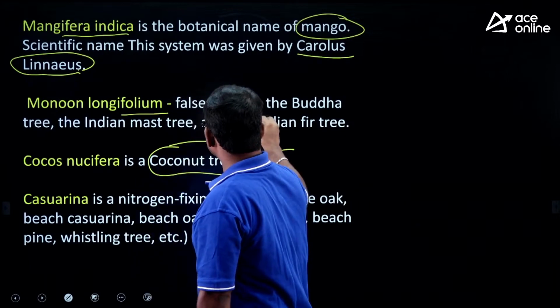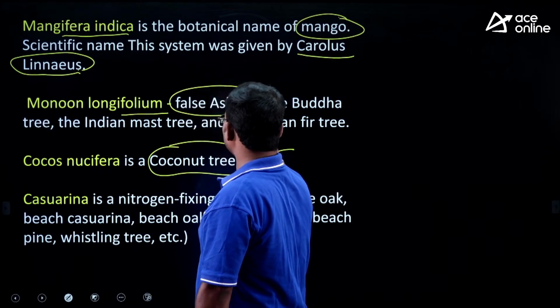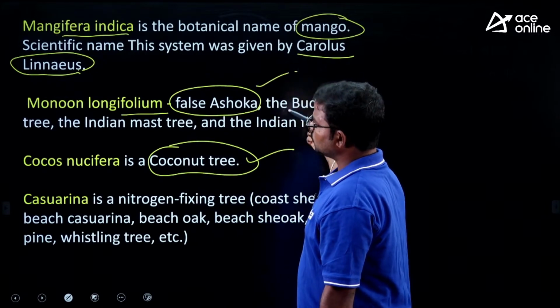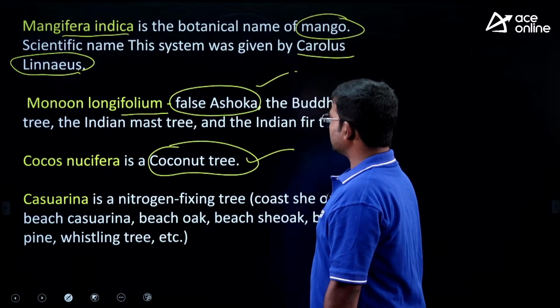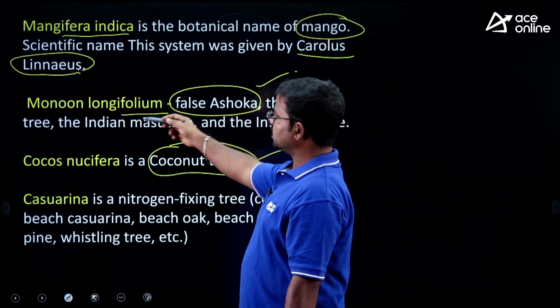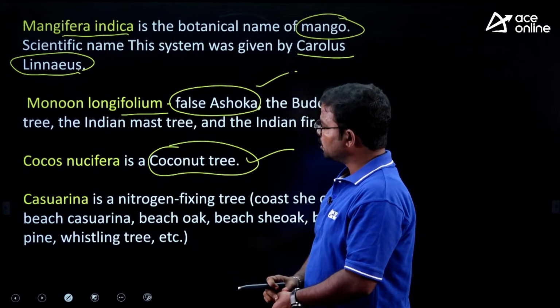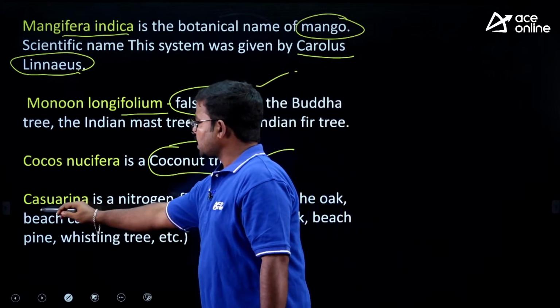And next one, Polyalthia longifolia. Yes, so this is the botanical name of false Ashoka, or Buddha tree. So different terminology we have. Okay, so these are all considered under the category of Polyalthia longifolia. Right. So next one, Casuarina.